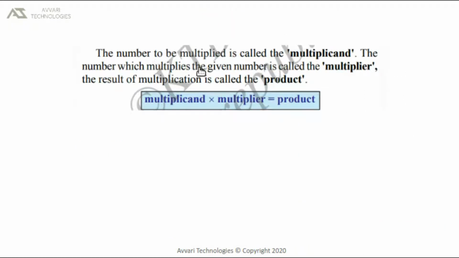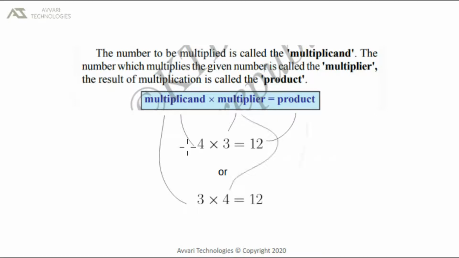The number to be multiplied is called the multiplicand. The number which multiplies the given number is called the multiplier. The result is the product. Previously we have seen 4 ice creams into 3, we got 12. Here 4 is the multiplicand, 3 is the multiplier. If we multiply these two numbers, we will get the product. Here we will call 12 the product of 4 and 3. Or we can say 3 is the multiplicand and 4 is the multiplier. Finally, 12 is the product.